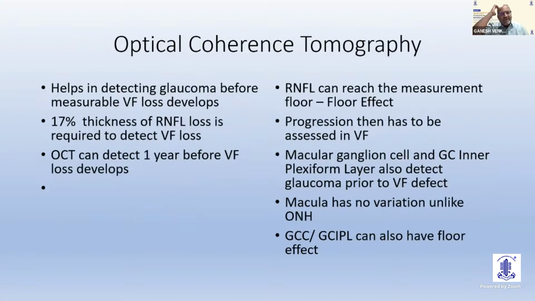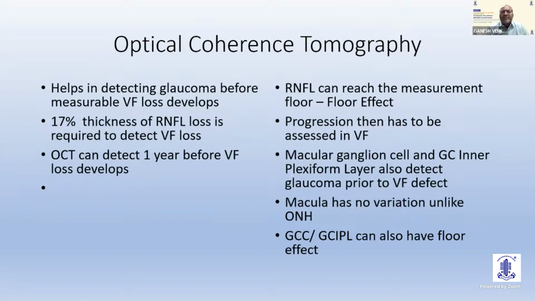The main advantage of OCT was that it helps in detecting glaucoma even before measurable visual field loss develops. About 17% RNFL thickness loss is required to detect visual field loss. So 17% is huge, because the RNFL profile gives you something called the floor effect. If you lose 15%, 20%, that itself is quite significant. If you use OCT, you can detect progression of glaucoma 1 year before visual field loss defects. As I mentioned, with the floor effect, if you hit the floor, then the progression has to be assessed using the visual field.